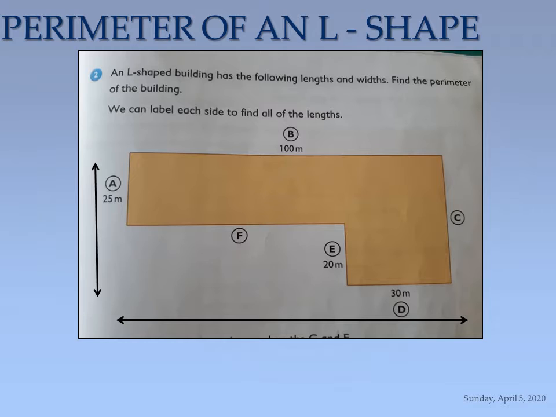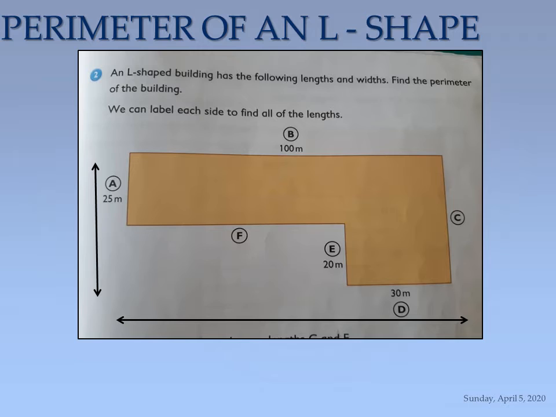Now we know that to find the perimeter is to add up all of the sides outside the shape. Let us see the sides we have. We have side A, 25, side B, 100, side C, we do not know, side D, 30, side E, 20, and side F, we also do not know. Okay, now how do we find the missing sides?